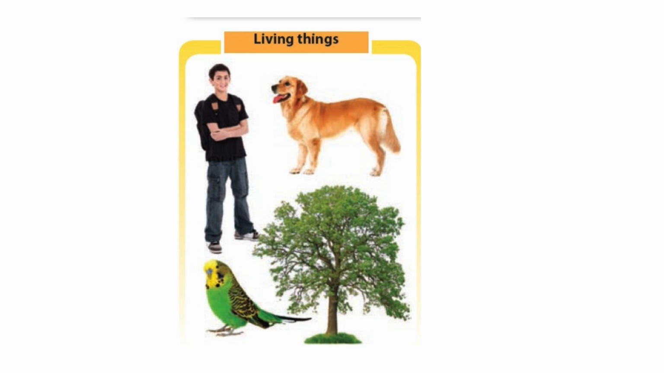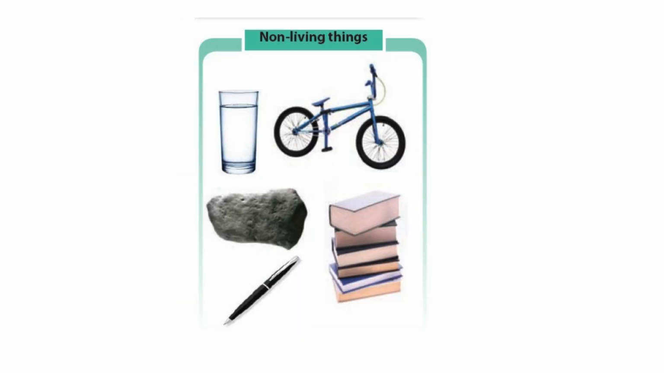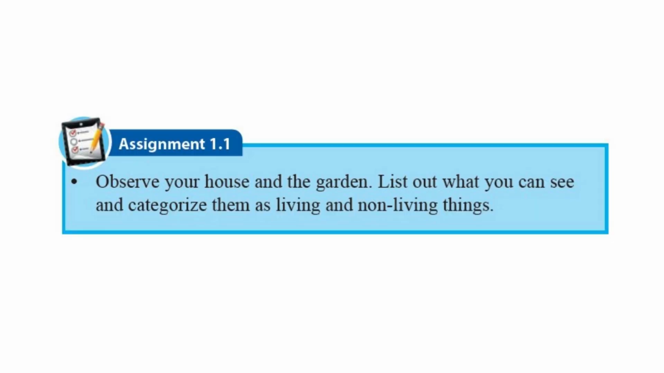Living things. Non-living things. Assignment: observe your house and the garden. List out what you can see and categorize them as living and non-living things.